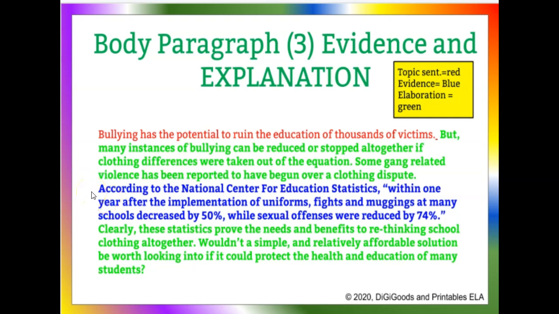Evidence. According to the National Center for Education Statistics, within 1 year after the implementation of school uniforms, fights and muggings at many schools decreased by 50%, while sexual offenses were reduced by 74%. And then "clearly" is actually a transition. Here's my elaboration. Clearly, these statistics prove the needs and benefits to rethinking school clothing altogether. Wouldn't a simple and relatively affordable solution be worth looking into if it could protect the health and education of many students?